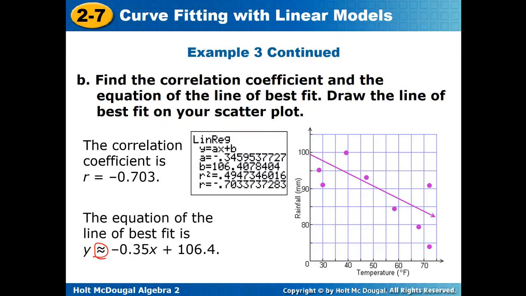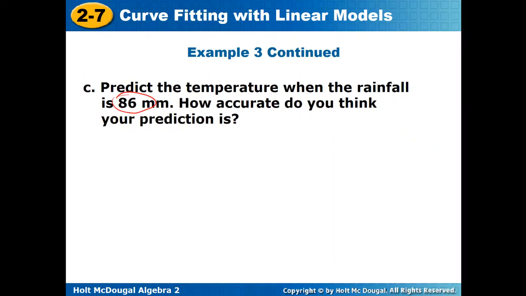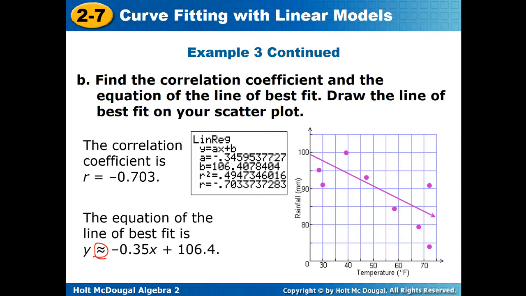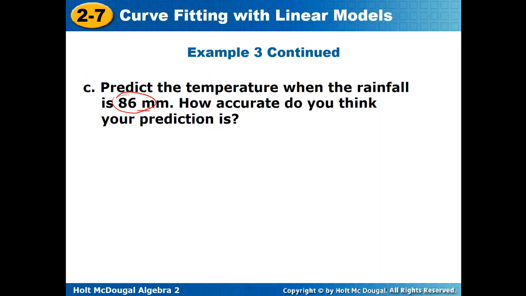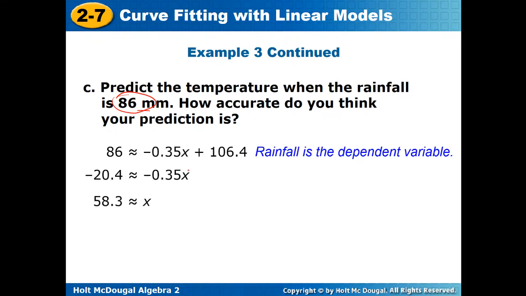All right, but in order to predict that, let's go back to that question. It says, predict the temperature when the rainfall is 86. So we're given the rainfall. So let's look back up here. The rainfall is our Y. Okay, so we're going to put the rainfall number in here for your Y and then solve for X because we're trying to predict what the temperature is going to be. All right, so if it's 86, I've already done this all out for you. So here's our 86, it's the Y. Okay, we're solving for X, and we end up with 58.3.